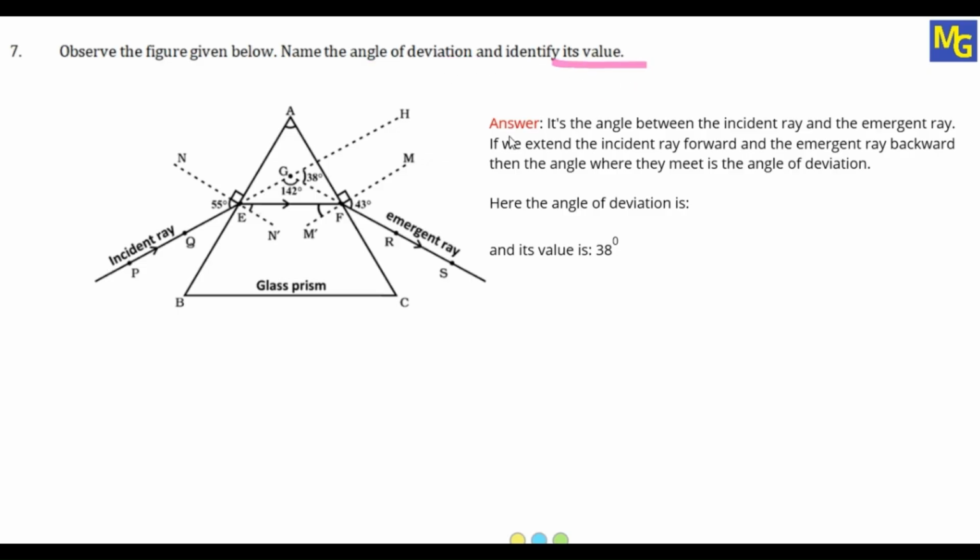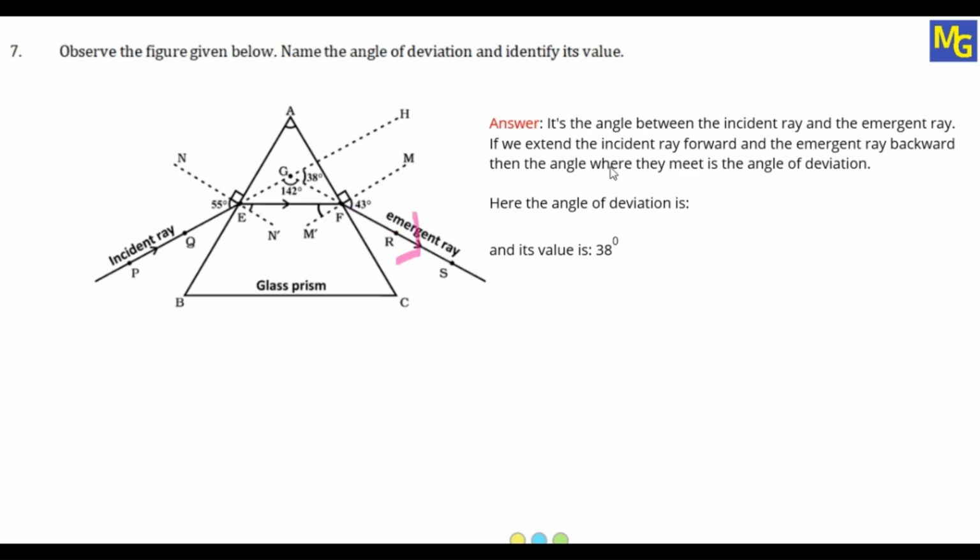So before going to find the angle of deviation, we will see what is that angle of deviation. It's the angle between the incident ray and the emergent ray. Incident ray means the ray which is falling on the prism. So here this triangle is prism. It is written already, glass prism, and this is the incident ray. You can see the arrow. So this is the ray which is coming and hitting on this prism, incident ray, and emergent ray is the ray which is coming out of the prism. That is called emergent ray.